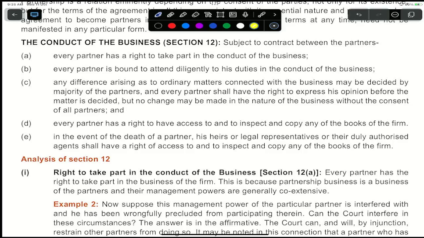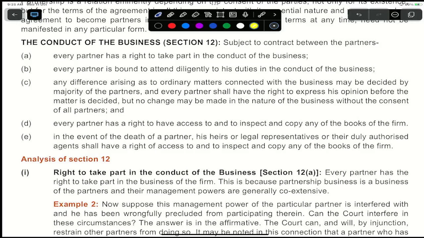Grammar and vocabulary are not important for CA. It is important whether you understood the concept or not. What is the main crux of that particular discussion? General ordinary matters require majority. Nature of business, if you are changing, all the partners. That's all. He will check whether you have written those points or not. Are you understanding or not?